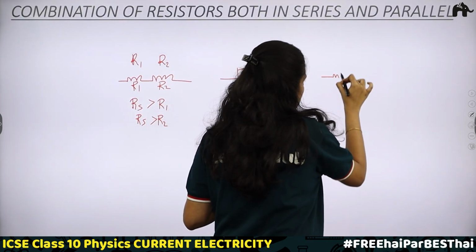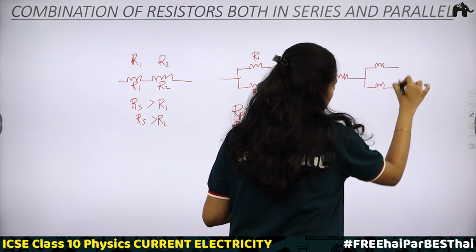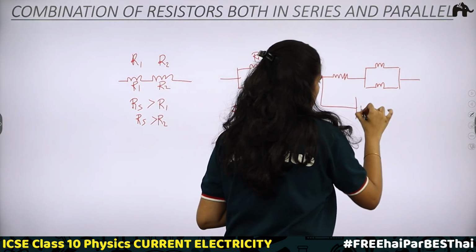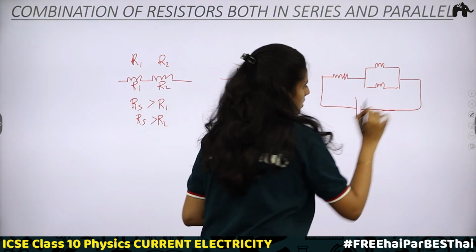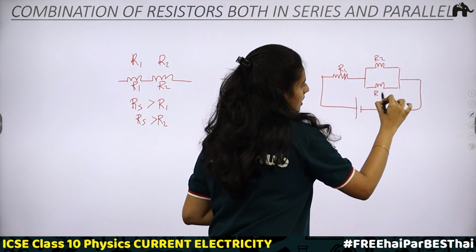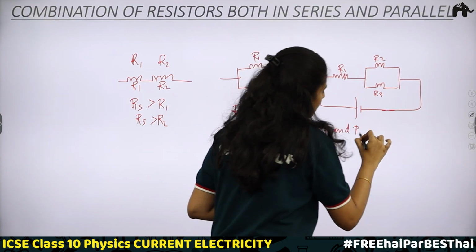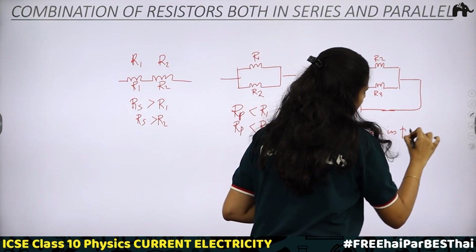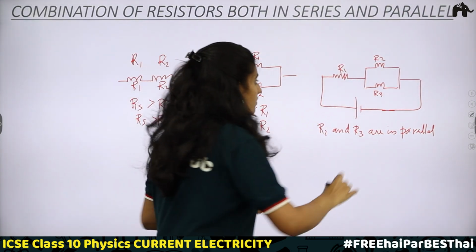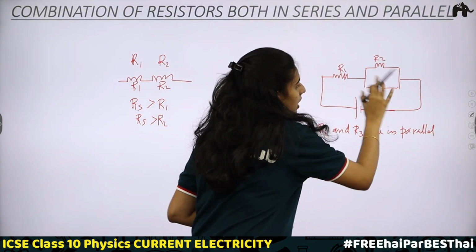So, here, this is the first resistor. This is your second resistor. This is the third resistor and these resistors are connected to the circuit. Okay, this is how the combination is. Here you can see R1, R2, R3. How are R2 and R3 connected? R2 and R3 are in parallel. Okay, what about R1? R1 is connected in series with the effective resistance of R2 and R3.